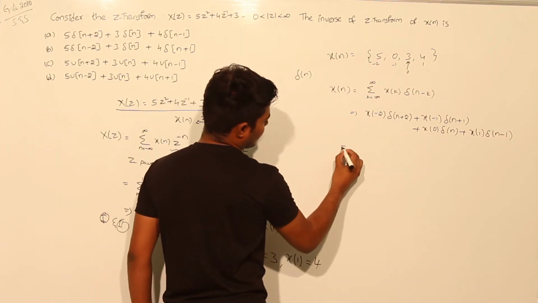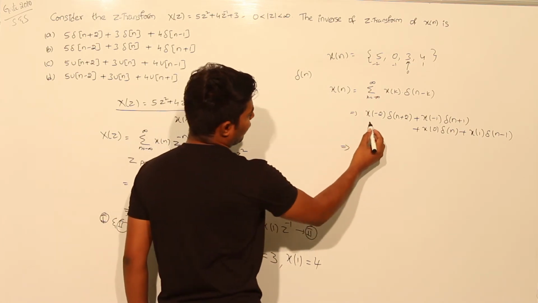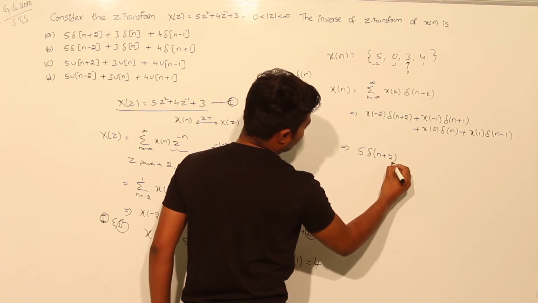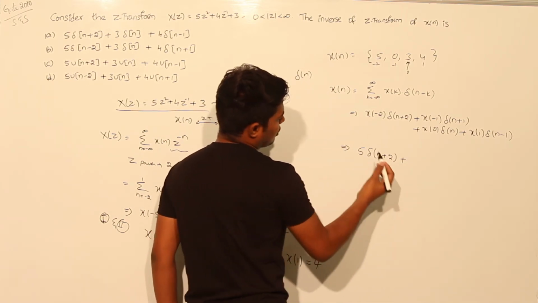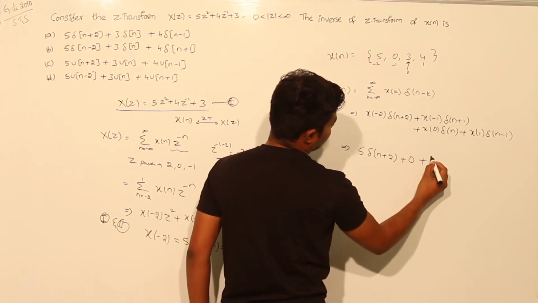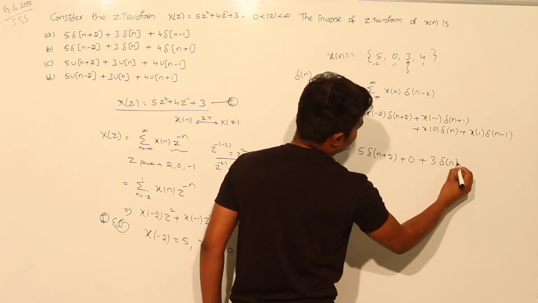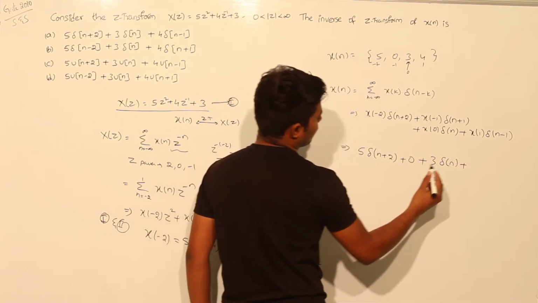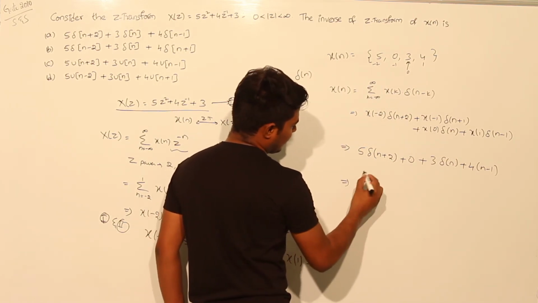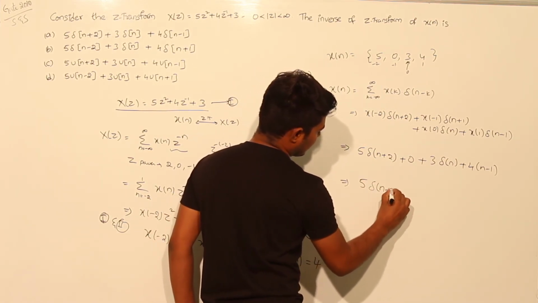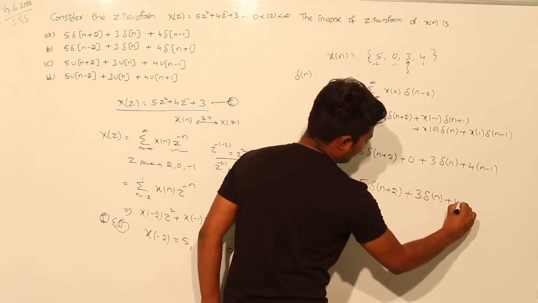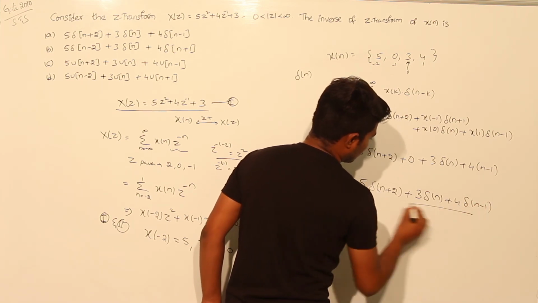Now just simply substitute the values, you will get the answer. X of minus 2 is 5, so 5 del of n plus 2, plus x of minus 1 is 0, and 0 into anything is 0. Now x of 0 into del of n will be 3 del of n, plus x of 1 into del of n minus 1, that is 4 del of n minus 1. Now eliminate the 0 term, it will become 5 del of n plus 2 plus 3 del of n plus 4 del of n minus 1. So this will be the answer.